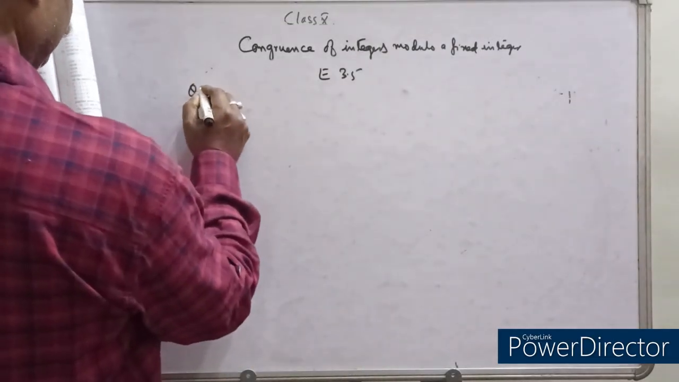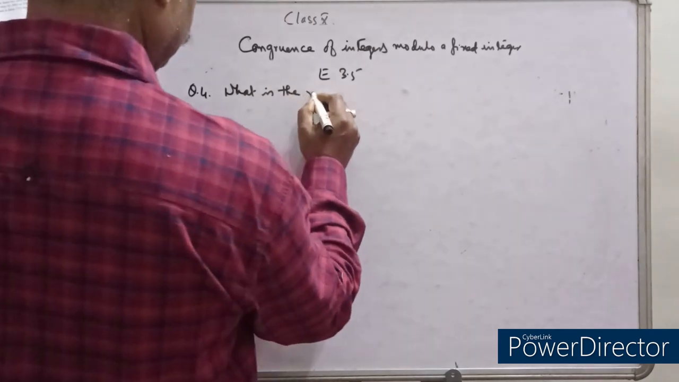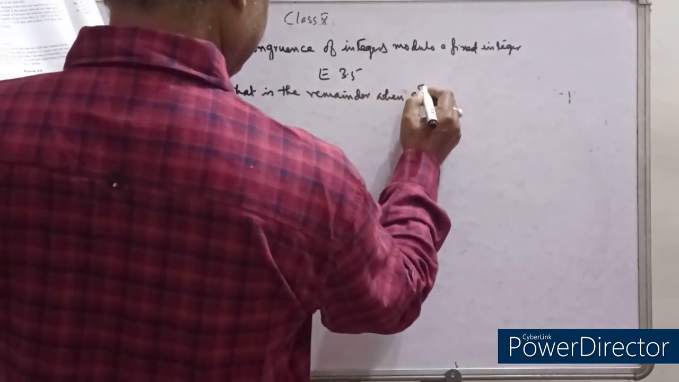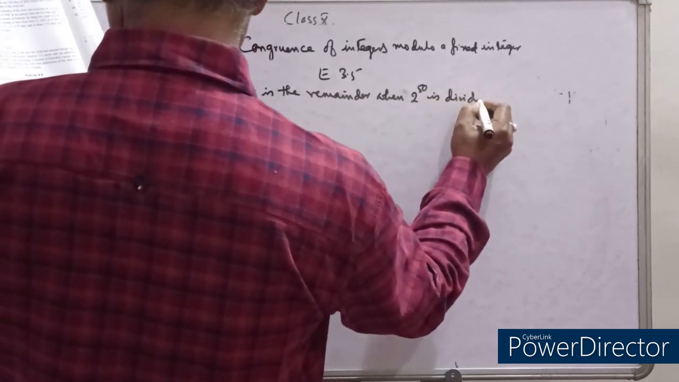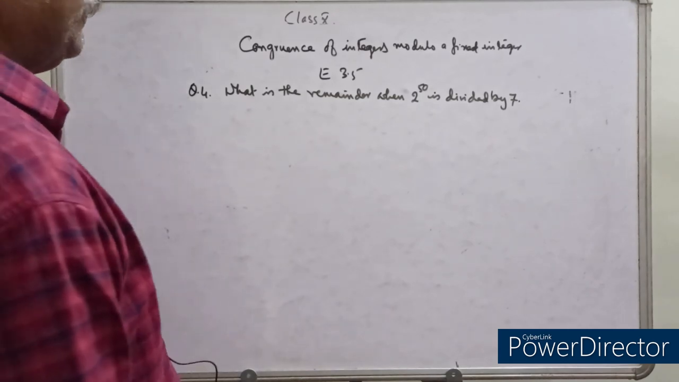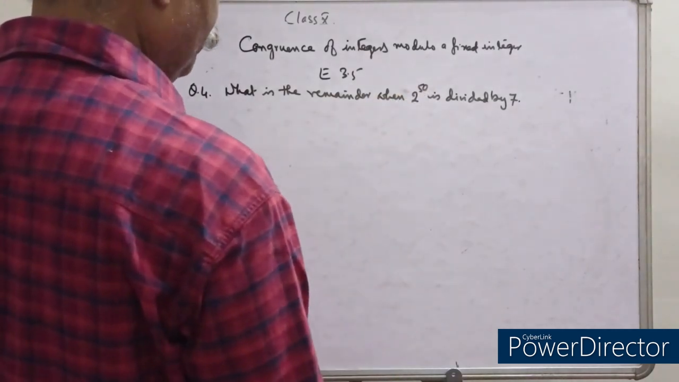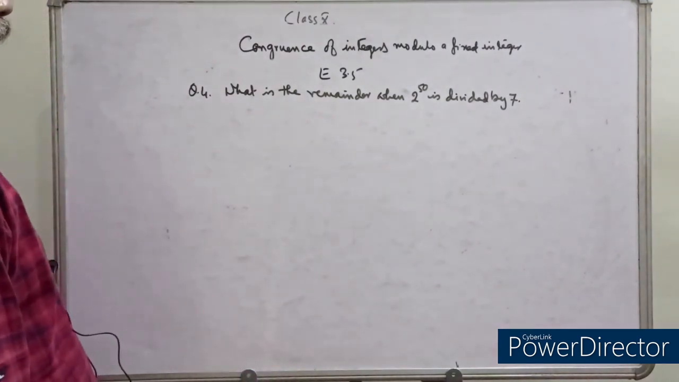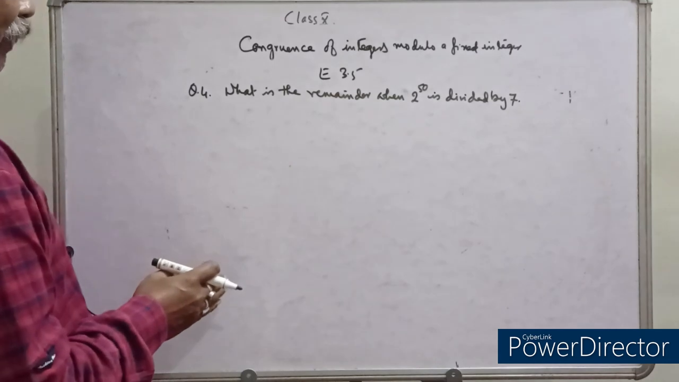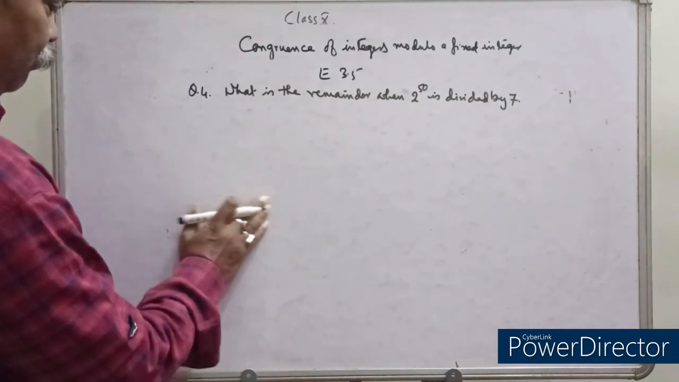Now my next question is question number 4. What is the remainder when 2 to the power of 50 is divided by 7? This is fully a hit and trial method. First of all, we have to move from the grassroots level, because the calculation of 2 to the power of 50 is not so easy.